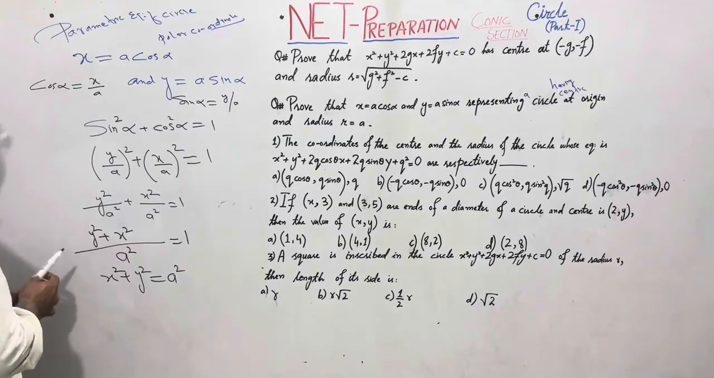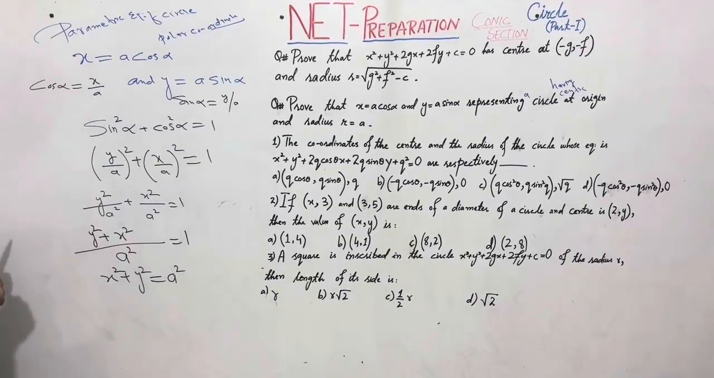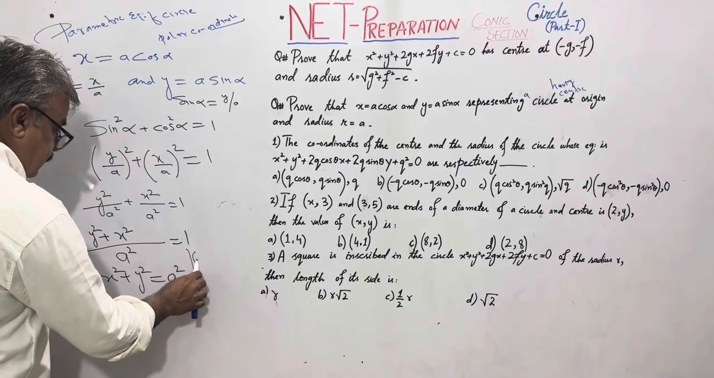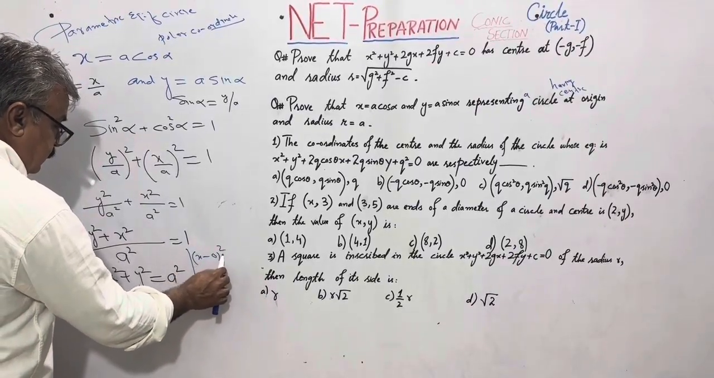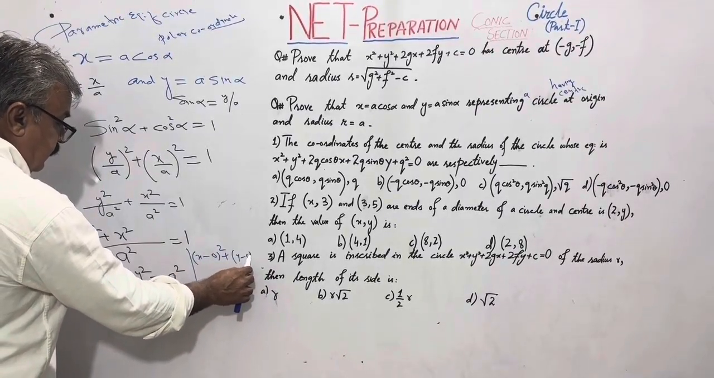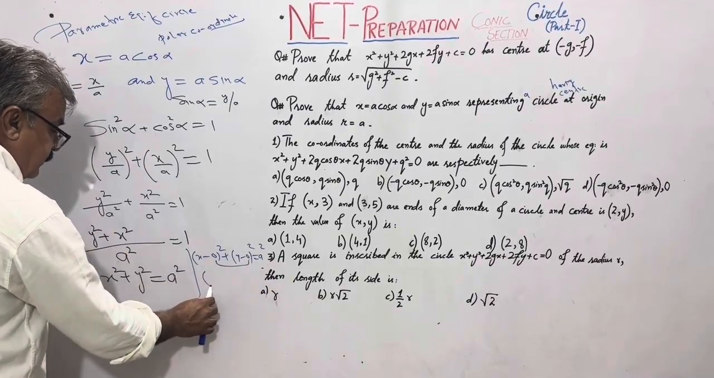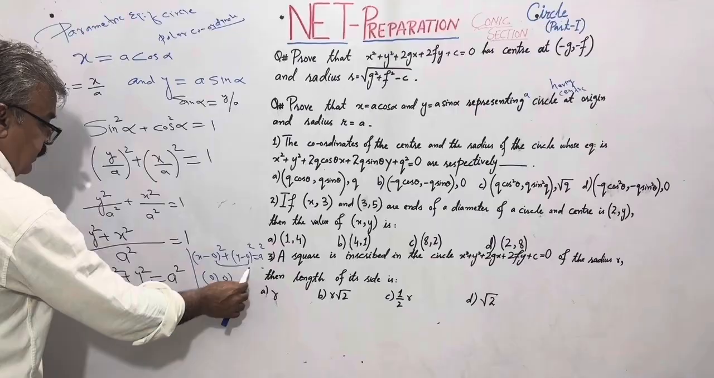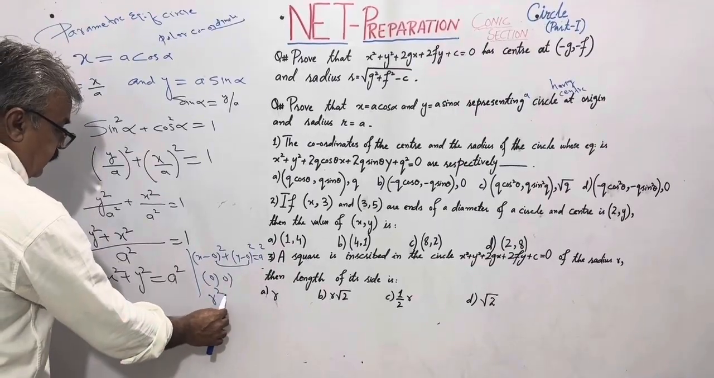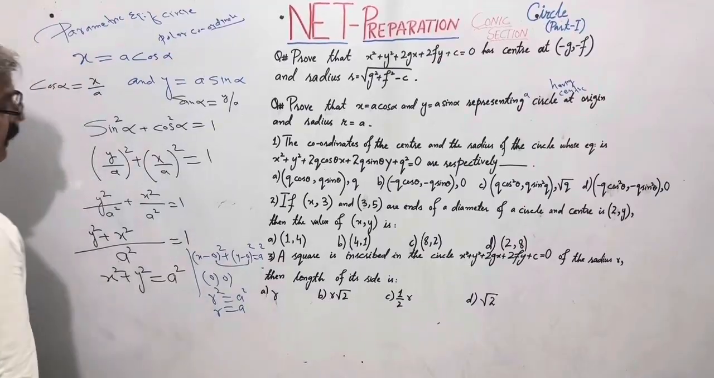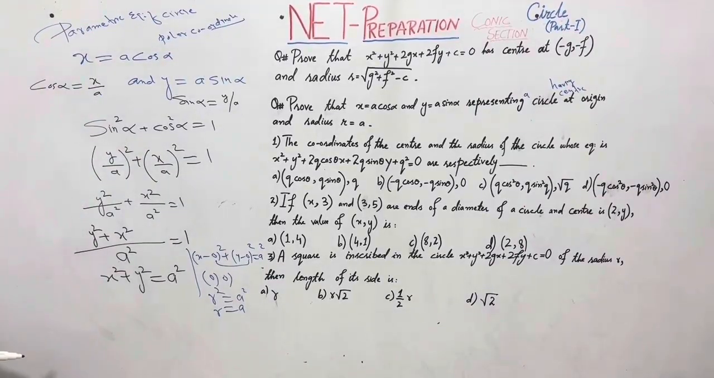These two equations, in order to compare with the standard form, can be written as x minus 0 whole square plus y minus 0 whole square is equal to a square. So these are the coordinates of the center. Center is at origin, and this is the value of r square, equal to a square. From this one can infer that r is equal to a.